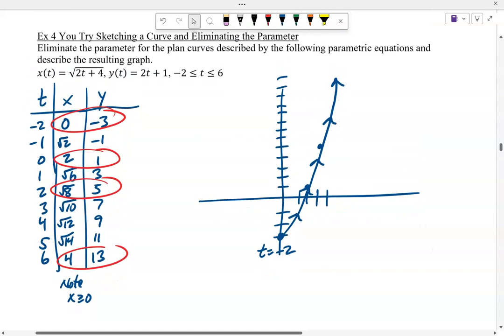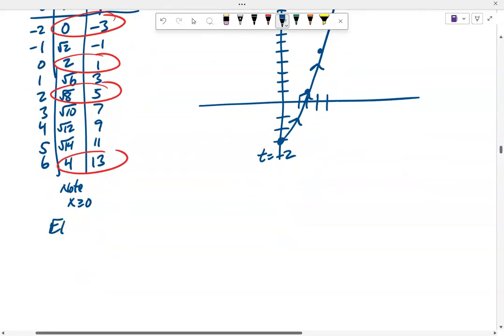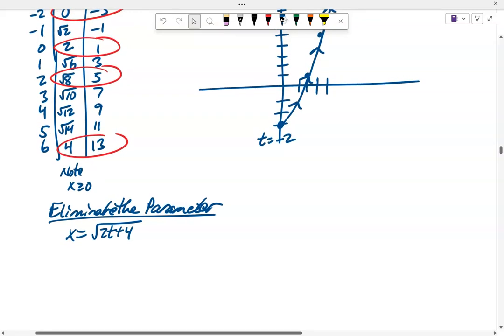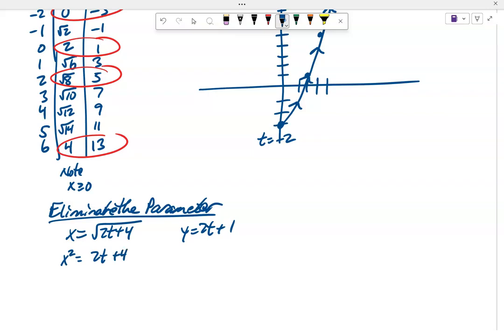Now let's go ahead and eliminate the parameter. So we have x being square root of 2t plus 4, and then our y was 2t plus 1. And so let's go ahead and solve for t here. So I'm going to square both sides. I got x squared equals 2t plus 4. And let me subtract 4 on both sides. So I got 2t equals x squared minus 4. Divide everybody by 2. I got x squared minus 4 all over 2.